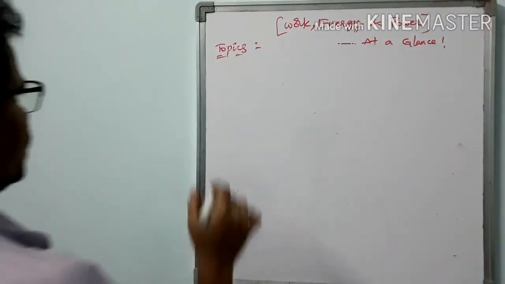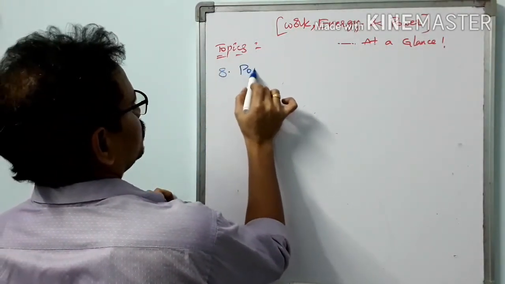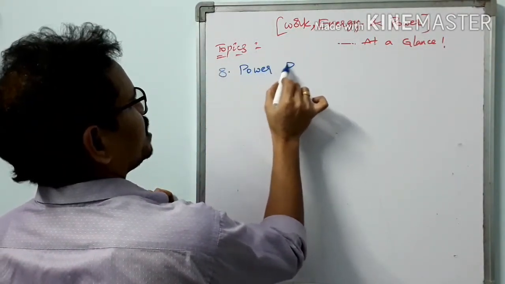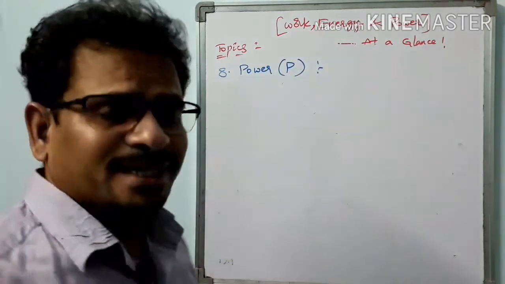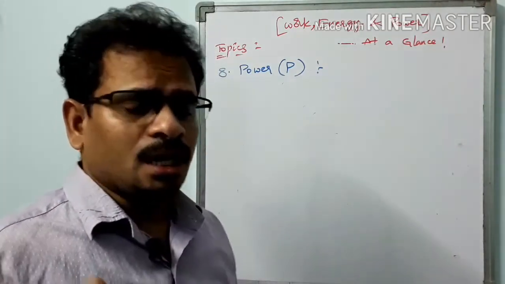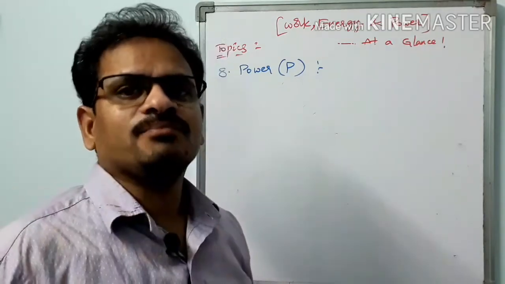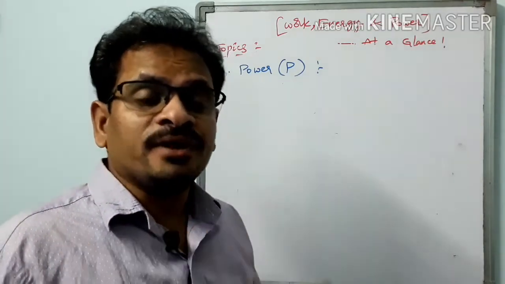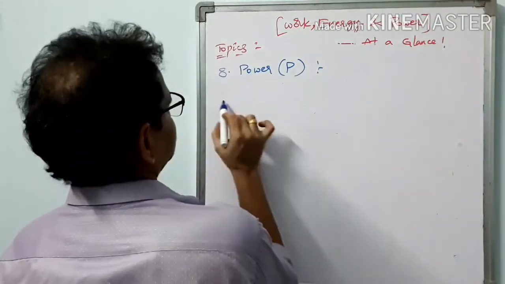So next one, the 8th one, is power, capital P. So what is power? The time rate of doing work is known as power. See, work is done, and power explains to us how fast that work is done. So the time rate of doing work is known as power.